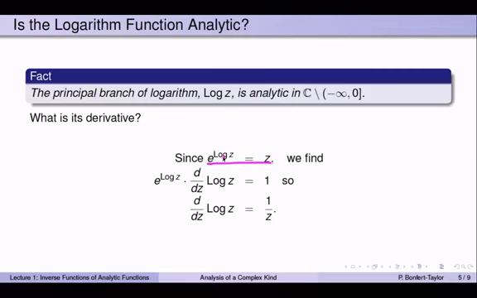What's the derivative of e to the log z? That's a composition of two functions, and we need to apply the chain rule. The derivative is the derivative of the exponential function, so e to the log z again, times the derivative of the inside, which is the derivative of log z. We don't know what that is. So that's kind of still our question mark right here.